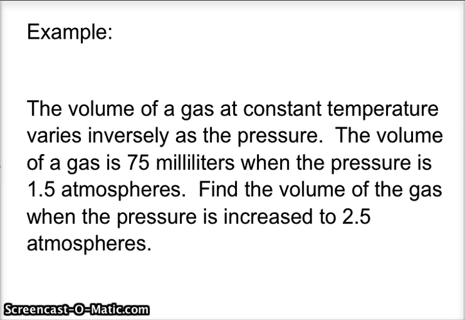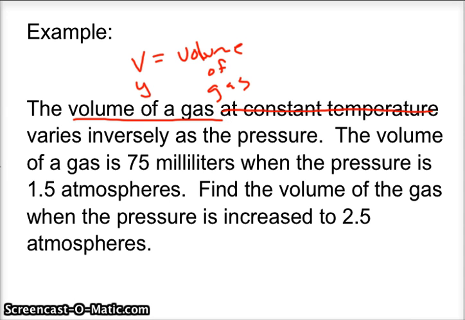So it says, the volume of a gas at constant temperature varies inversely as the pressure. So again, in this first sentence, the volume of the gas would be considered our y. I'm going to call it V, and let V be the volume of gas. This "at constant temperature," you can kind of ignore that in terms of our equation. That's one of the stipulations for the gas law to work. But the volume of a gas varies inversely as the pressure.